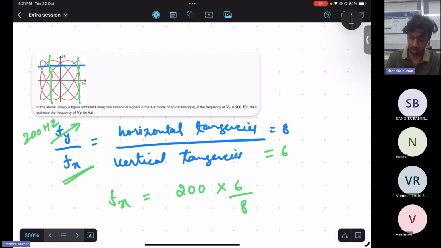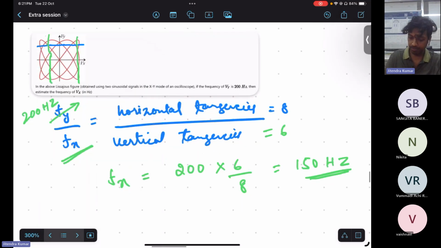So how much frequency will there be? 150. Exactly 150 hertz. So this is how we solve problems based on the Lissajous pattern, right? Any doubt in this part?